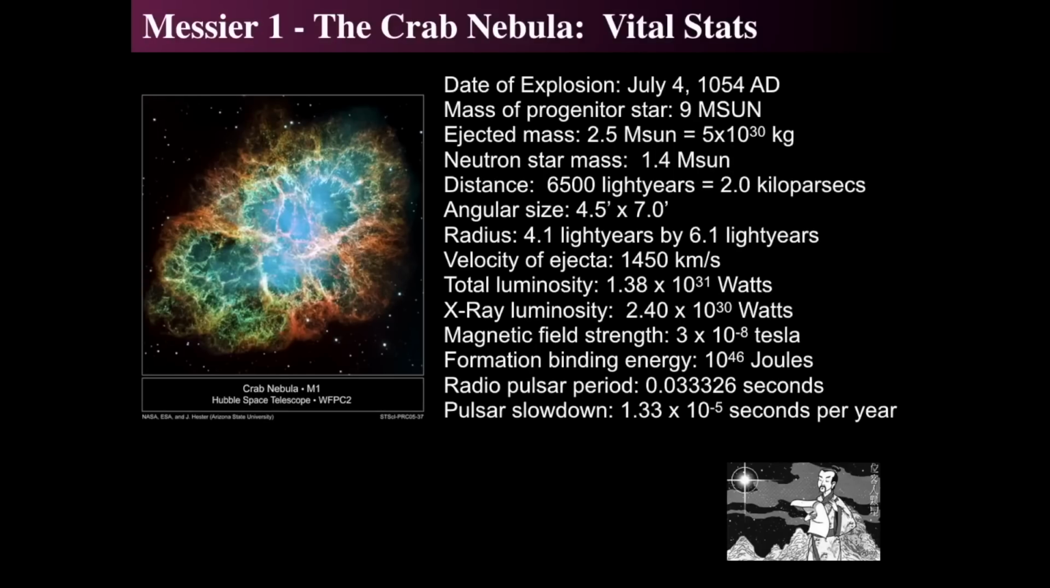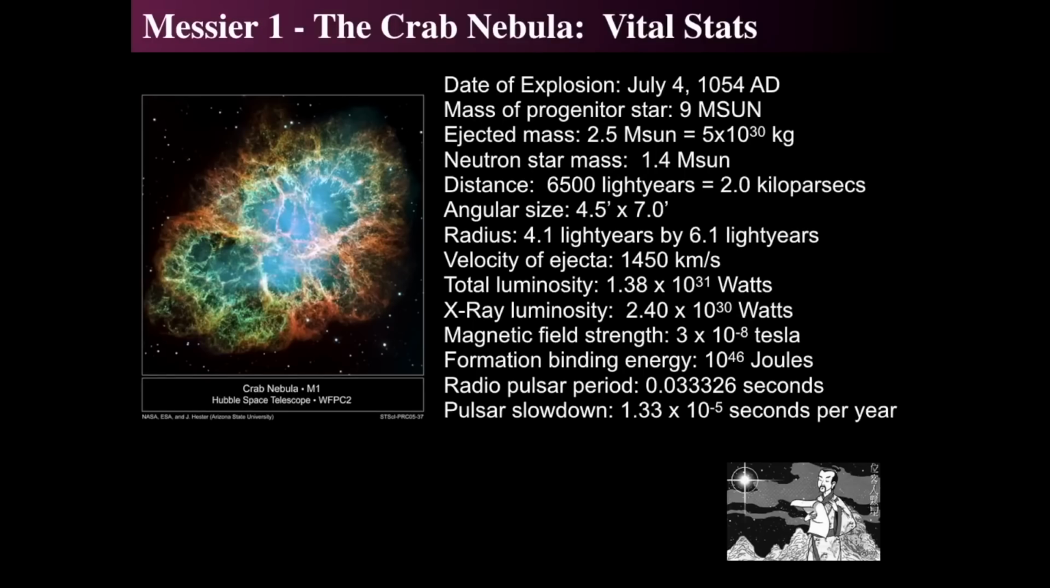The size of it depends on which angle you're looking at. It's about 4 light years across one way and 6 light years across the long way. The speed with which the material that you see in the inset is going is up to 1,500 kilometers per second. So that's really cooking by. The total luminosity is much, much greater than the Sun's, at about 1.38 times 10 to the 34th watts, and the total amount of energy coming out in X-rays is just under 10% of that.